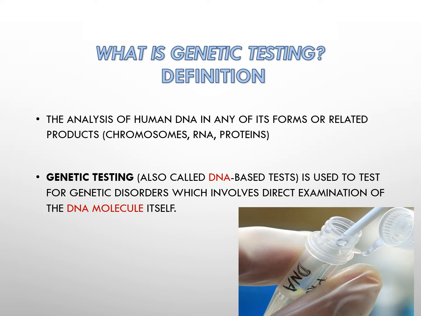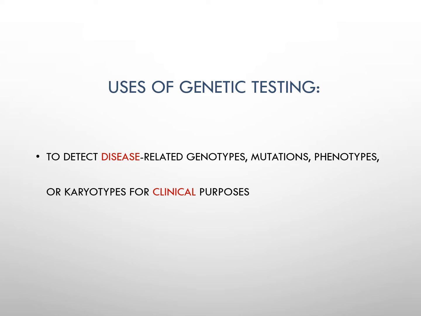Genetic testing, also called DNA-based testing, is used to test for genetic disorders, which involves direct examination of the DNA molecule itself. So what are the uses of genetic testing? Genetic testing is mainly used to detect disease related to genotypes, mutations, phenotypes or karyotypes for clinical purposes. So let's see what all these genotypes, mutations, and so on are in the next slide.